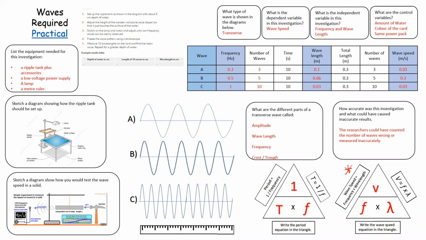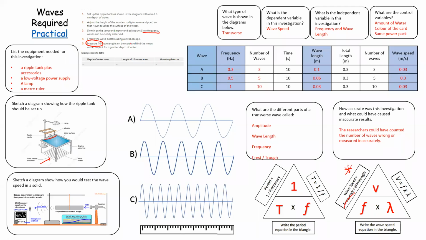So what you're trying to measure here on this piece of paper underneath is the wavelength. And you do it by measuring 10 waves and then calculating the average, okay? So that's what the method is all about. So you've got to set it all up accordingly, adjust the height of the wooden rod. So this is a wooden rod which vibrates the water. Switch on the lamp and the motor and adjust the frequency. So that gives you the frequency you need for that equation.